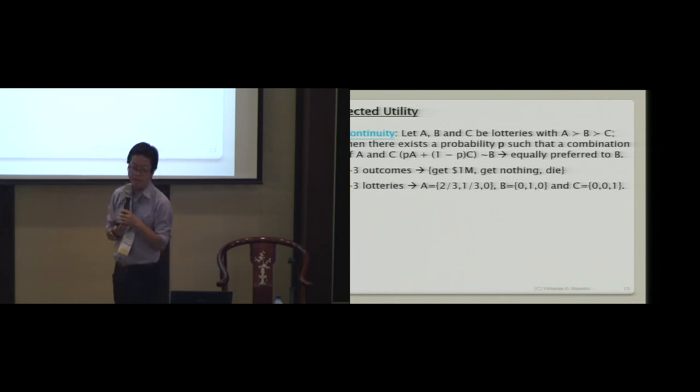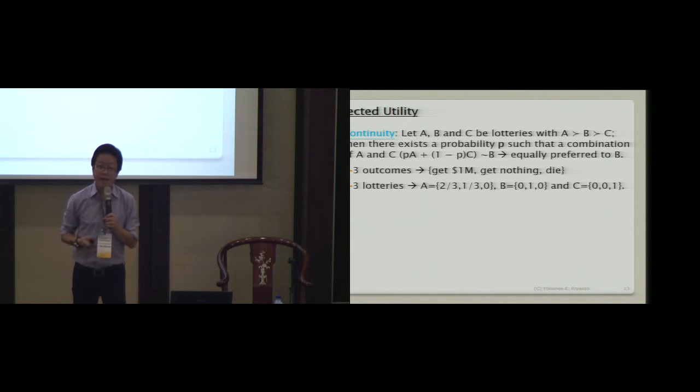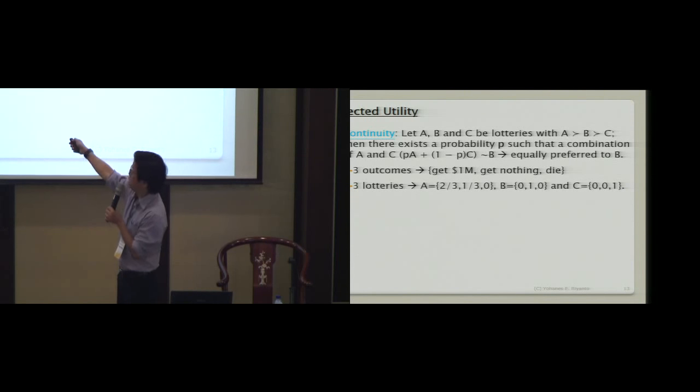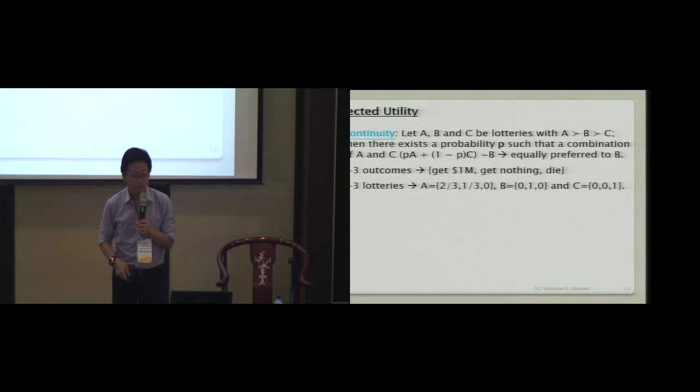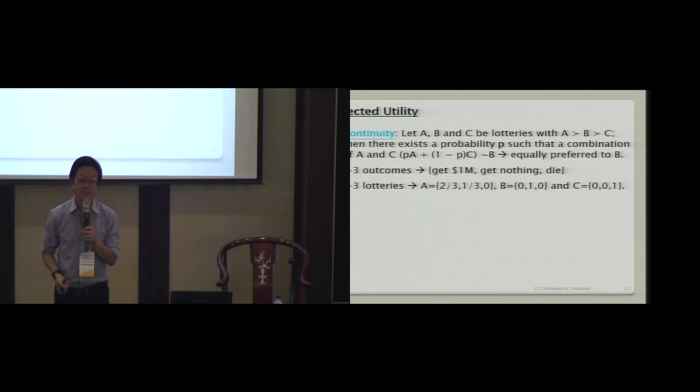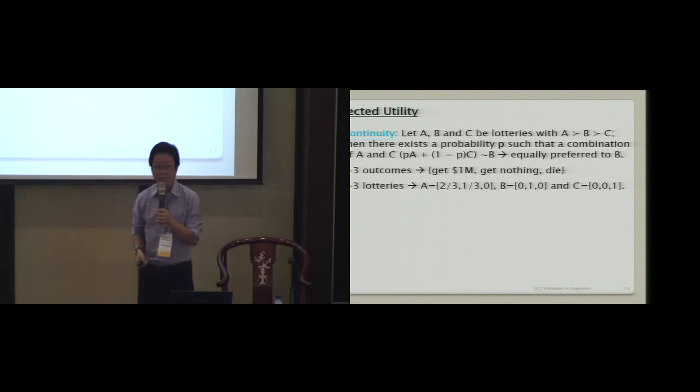So what is my lottery A? Lottery A says that I have 2/3 chance of getting $1 million. With 1/3 chance I get nothing, but I will not die. Lottery B, I will not get $1 million. That means for sure I get nothing, but I will not die. Option C, I'll die for sure. So I don't get $1 million, I don't get nothing, because I died.